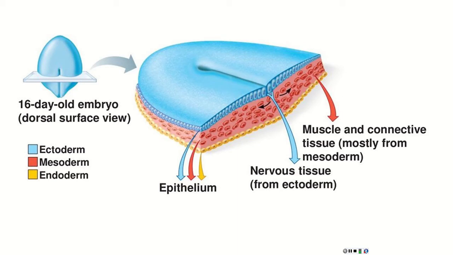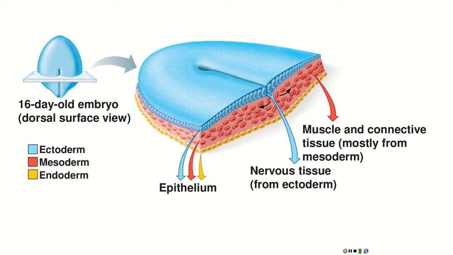And at this point, we don't have epithelial tissue, let alone all of the different types of epithelial tissue. We don't have muscular tissue. We don't have nervous tissue or connective tissue. We have 3 very, very generalized tissue types called the ectoderm, which is what we see here in blue, the mesoderm, which we see here in red, and the endoderm, which we see here in yellow. And these are the embryonic tissues.